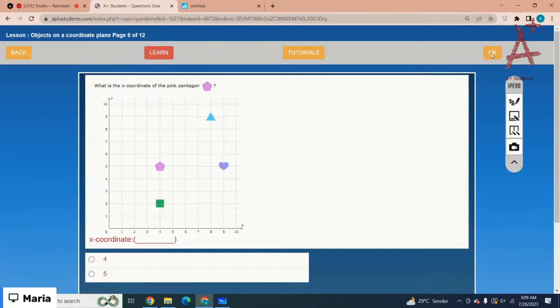What is the x coordinate of the pink pentagon? Here is the pink pentagon. You have to look for the x coordinate. So just match it to the x axis. The x coordinate is 4. The correct option is 4.